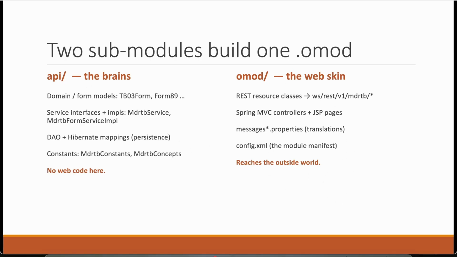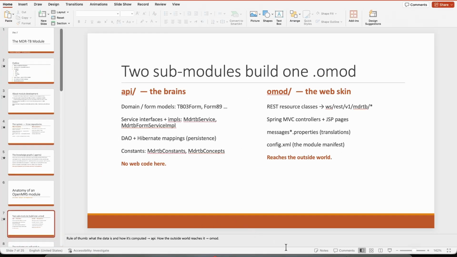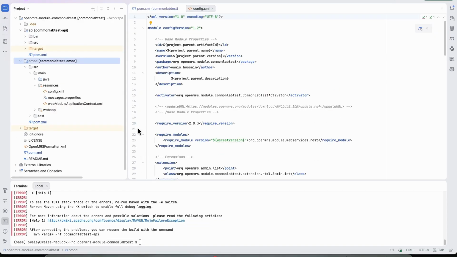These two modules make up one OpenMRS project, one OpenMRS module. Now let's talk about this file called config.xml. This is the manifest file, and the most important file to understand in a module: when it deploys, what it controls.